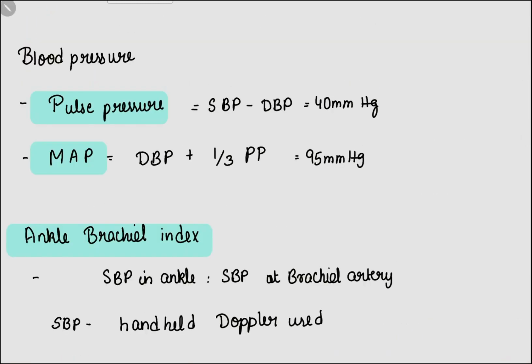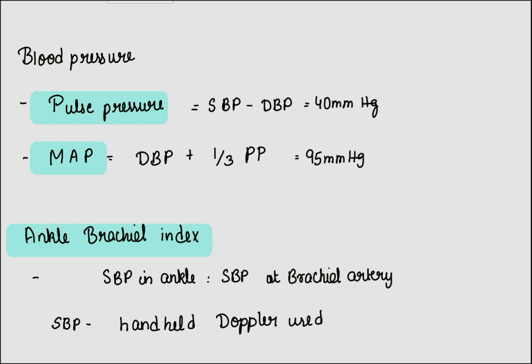The blood pressure has other components like pulse pressure, wherein you subtract DBP from SBP. The normal value usually is 40 mm of Hg. And mean arterial pressure, that is DBP plus one third of pulse pressure. Its normal value is around 95 mm of Hg.